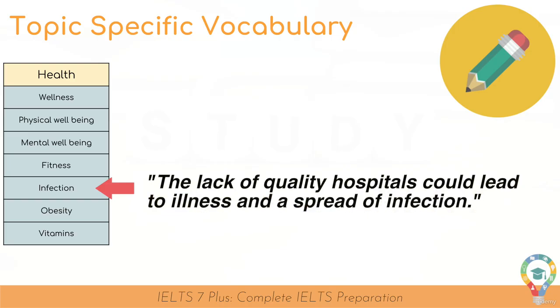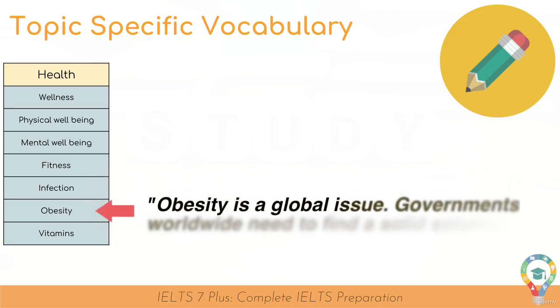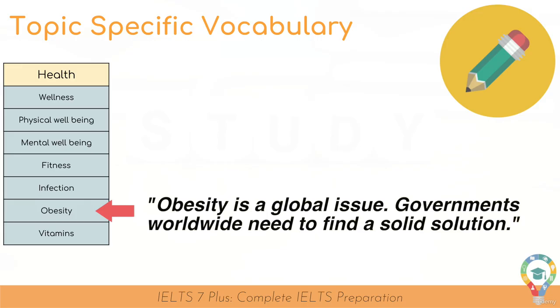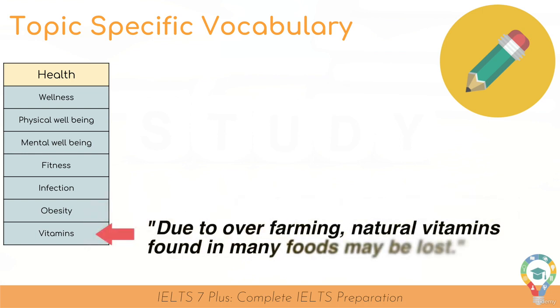The lack of quality hospitals could lead to illness and a spread of infection. Obesity is a global issue. Governments worldwide need to find a solid solution. Due to over-farming, natural vitamins found in many foods may be lost.